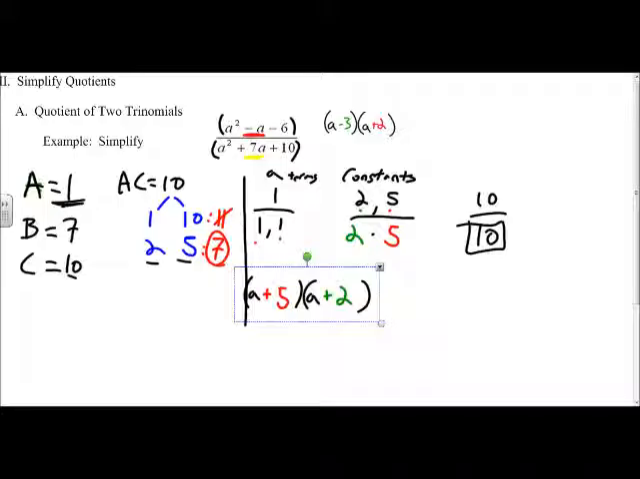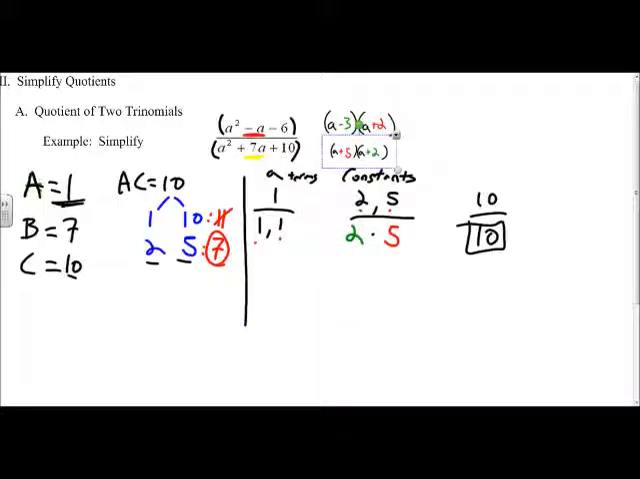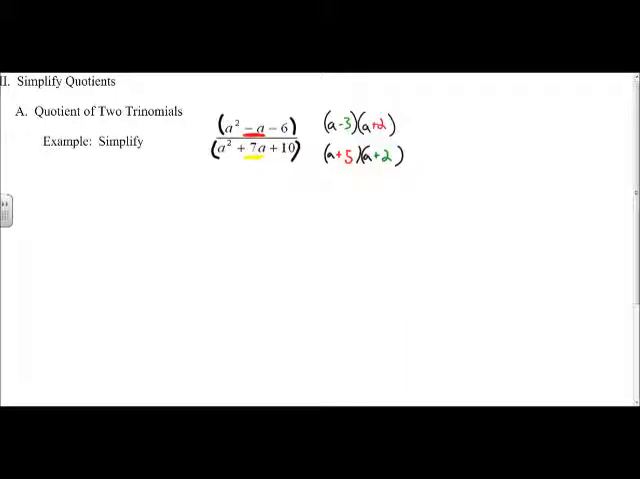So we have the binomial factors that we found. We can keep that as our denominator, and we'll get rid of the rest of this. So now we've changed our original polynomial fraction into a fraction with factored polynomials. The top factored out to a minus 3 and a plus 2. And the bottom factored out to a plus 5 and a plus 2.